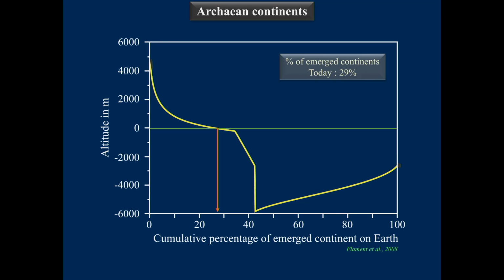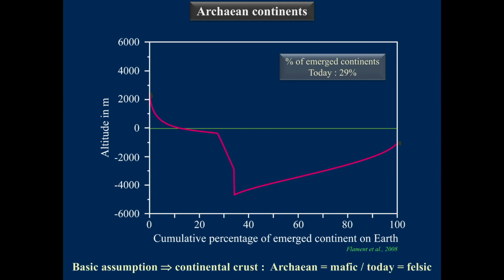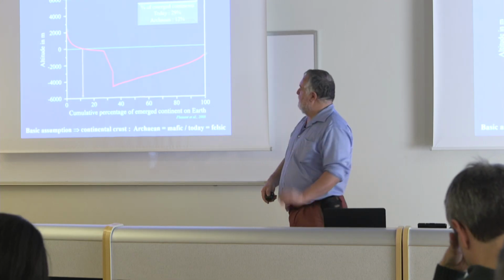So if we take into account this possibility of a basaltic crust during the Archaean, this is what we see here. Of course, we have only 12% of emerged continent during the Archaean. So if we follow this line of thinking, it seems that the emerged continents during the Archaean were by far less than today. Today 29%, about 1/3, and during the Archaean 12%. Okay, so in the Archaean less emerged continents than today.